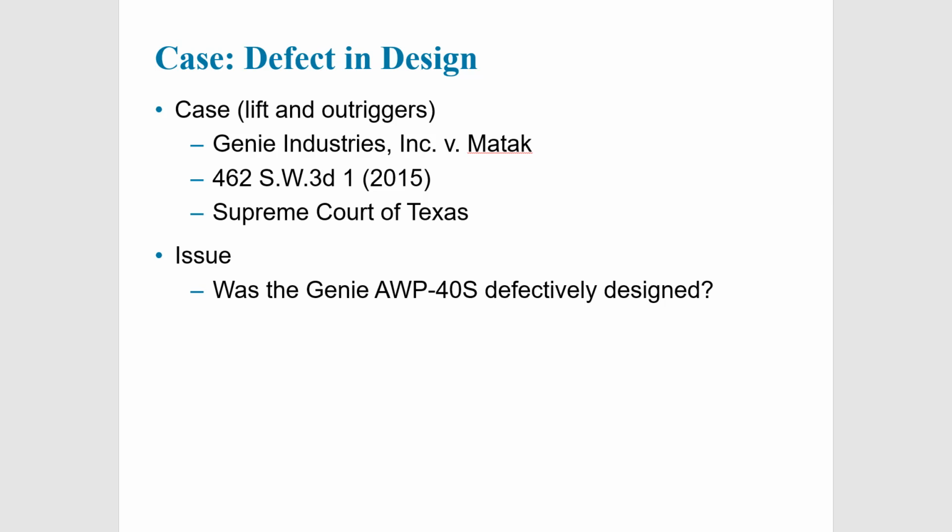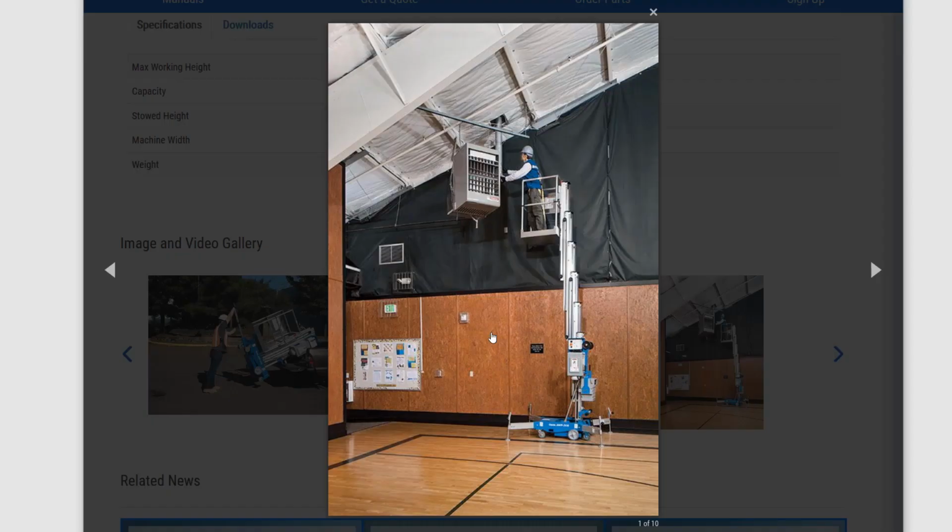To give you an idea of what we're talking about here, I'll just show you a picture. You've probably seen these kind of lifts before, where somebody steps into the platform and lifts up high so you can do work. Before you lift the lift up, there are these little things called outriggers that extend out from the base to stabilize the lift so that it doesn't tip over.